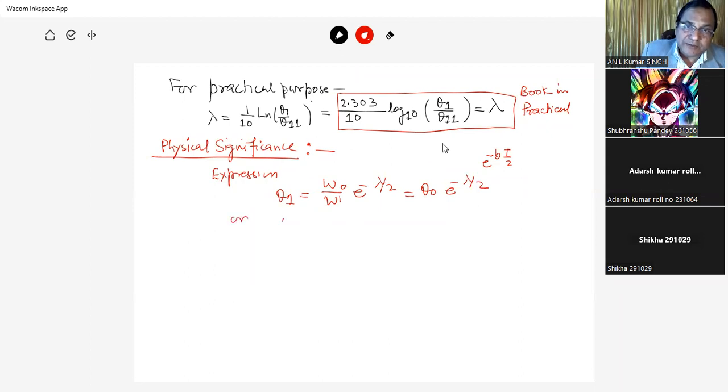Or this can be expressed as θ0 is equal to θ1 into e raised to the power lambda by 2. ठीक है, θ0 is equal to θ1 into e raised to the power lambda by 2. And what is e raised to the power lambda by 2? This is 1 plus lambda by 2 plus higher order terms, जिन टर्म्स की हमें अभी जरूरत नहीं है. तो हम इसको लिख देंगे θ1 प्लस लेमडा बाई 2. ये जानना बहुत जरूरी है.